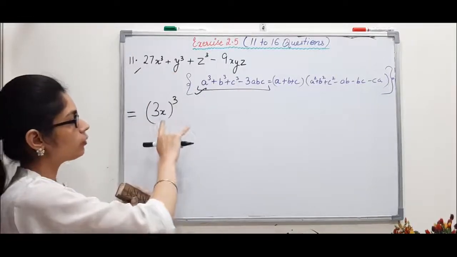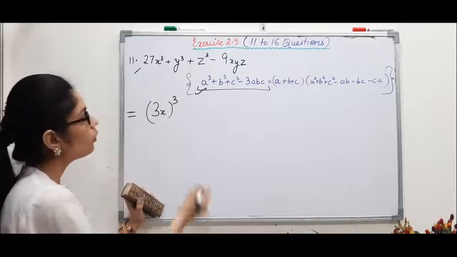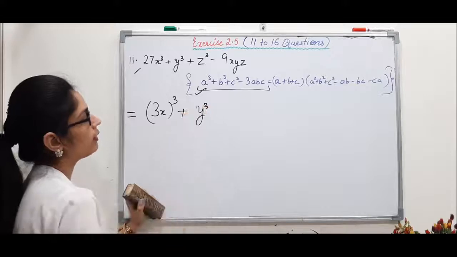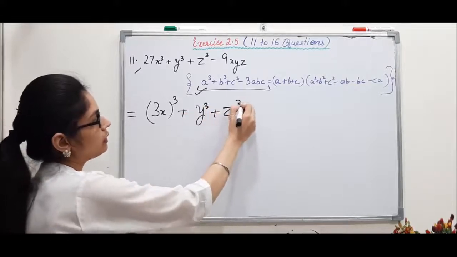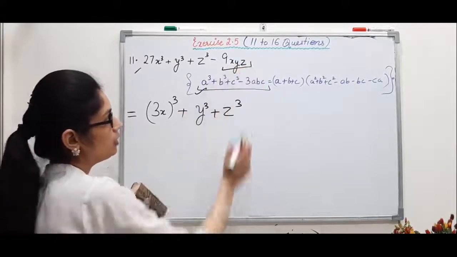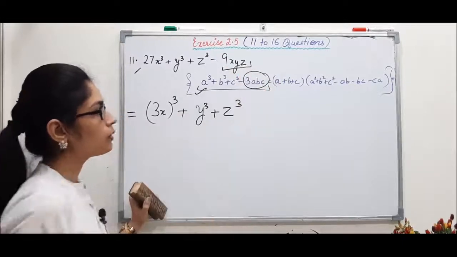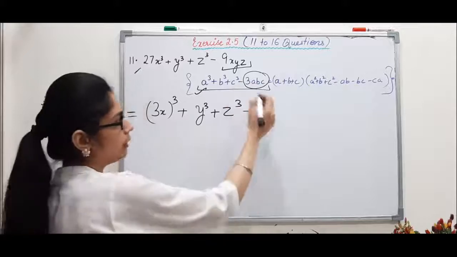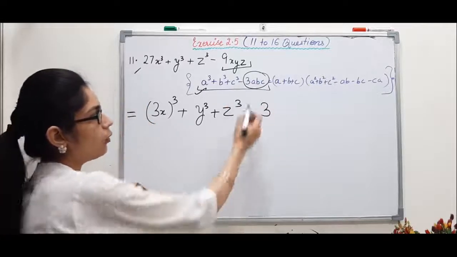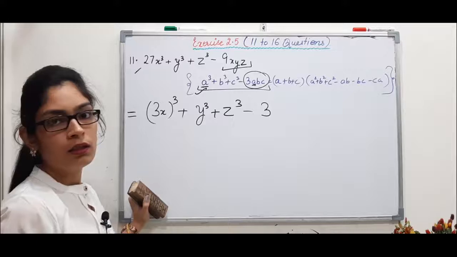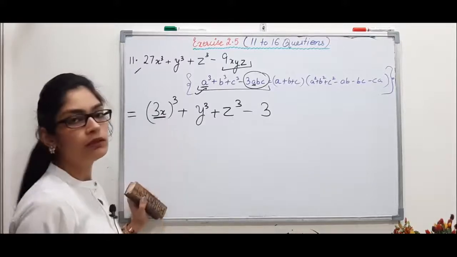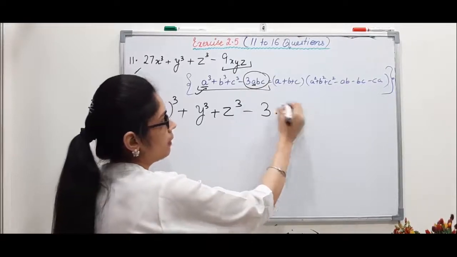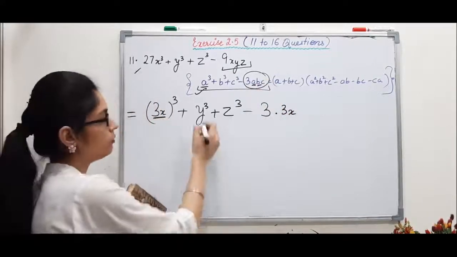So 27x cube, I have written as 3x whole cube, plus y cube as it is, and z cube also as it is. In this expression, just take help from this: this is 3abc. Write the minus sign as it is, 3 also as it is. Now a is the first expression, so in place of a, write 3x. b is your second expression, which is y.